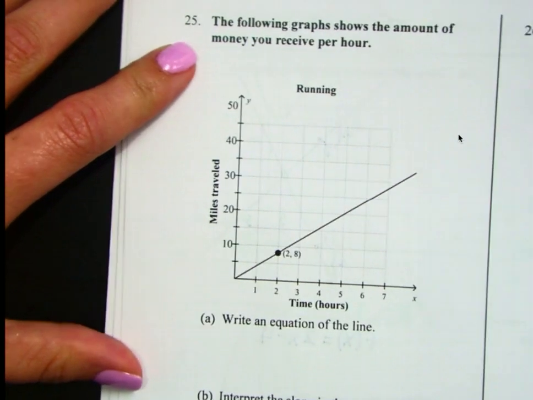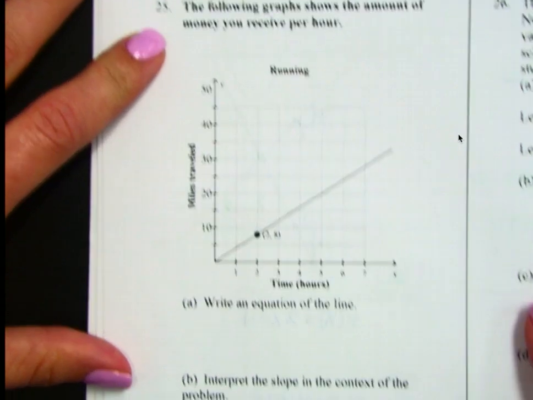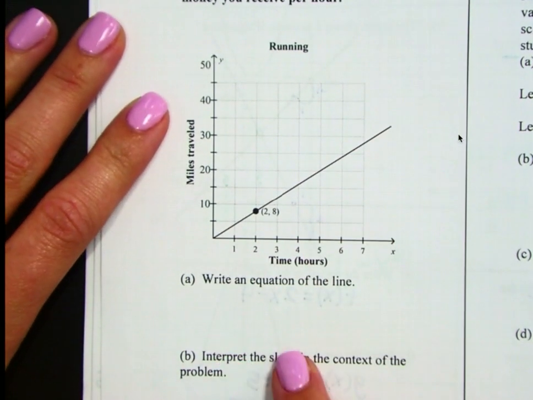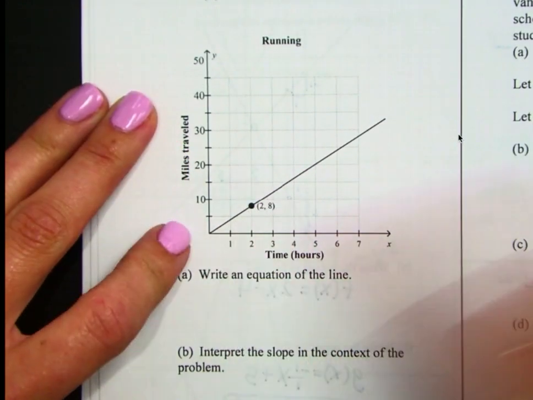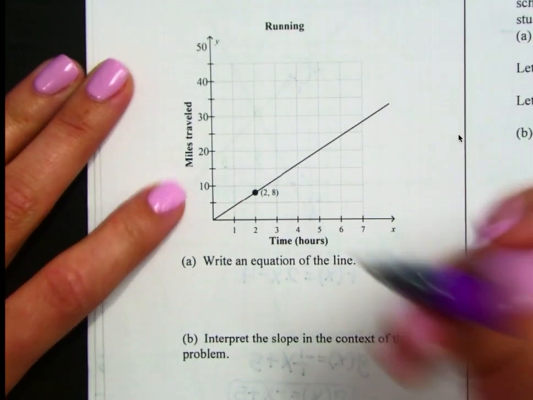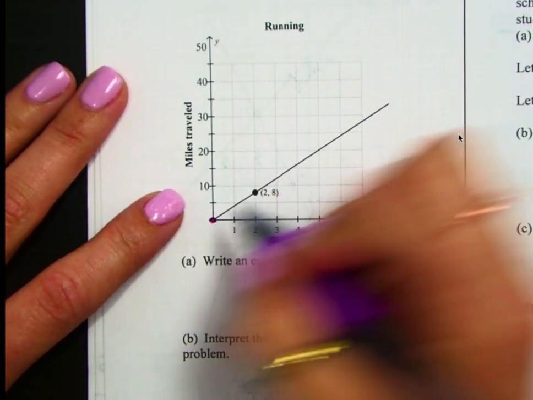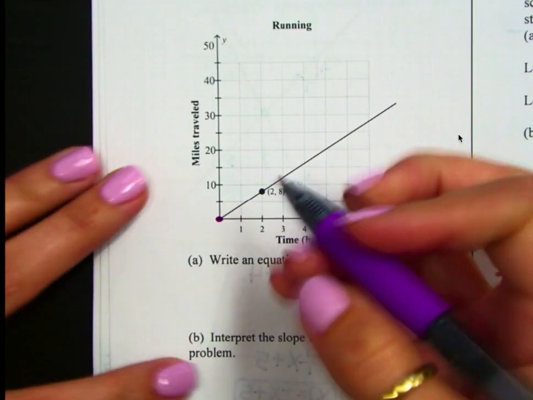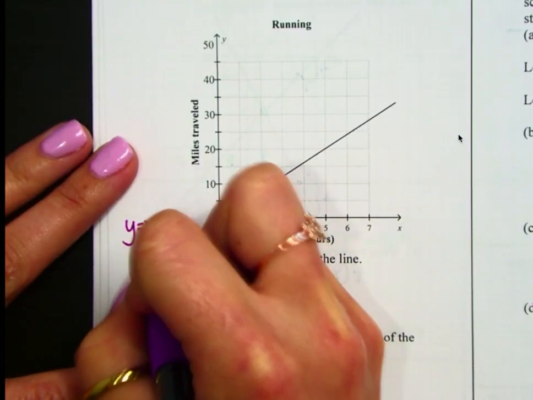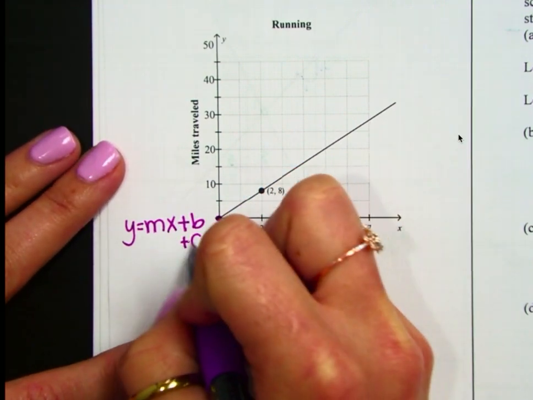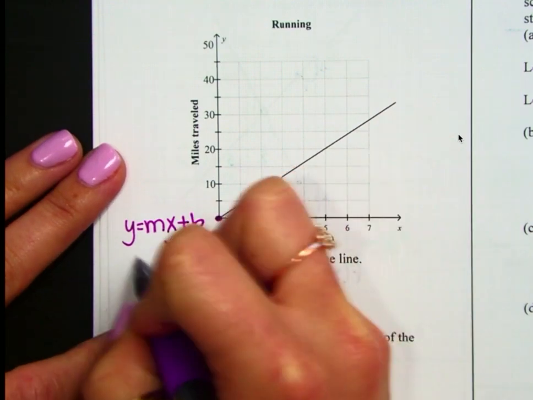Okay, number 25. We have the following graph showing the amount of money you receive per hour. So we're going to write the equation of the line and then interpret the slope. So to write the equation of the line, we need to figure out what our y-intercept is and what our slope is. So our y-intercept right here is going to be at 0. So when you're writing the equation of the line, you can use y equals mx plus b, and we already know that b is 0. Now we just need to figure out what our slope is.